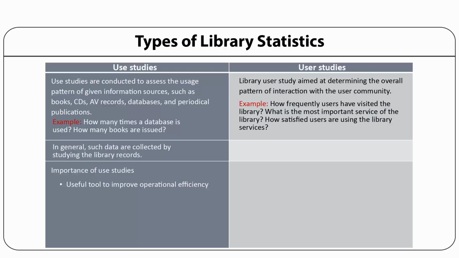In general, use data is useful to improve your operational efficiency. When you know that hardly 10 times a book is issued in a university environment, or a book has not been issued over the last 3 or 5 years, that means that book has lost its relevance. New editions have come, so this will help you to weed out that book. That way you can do self rectification as well as use the library space much better than before.